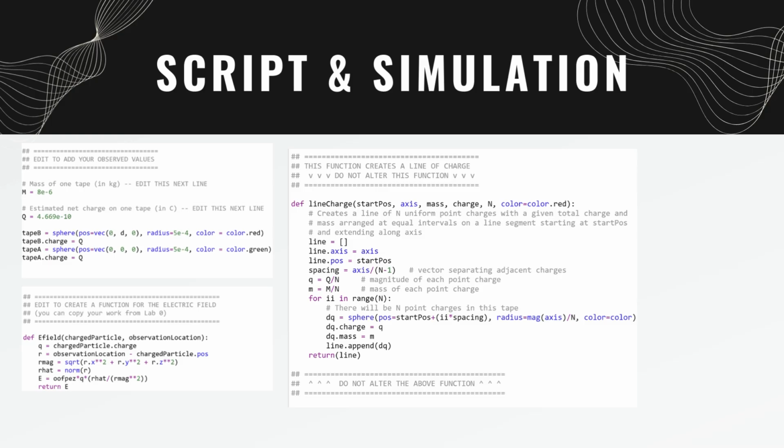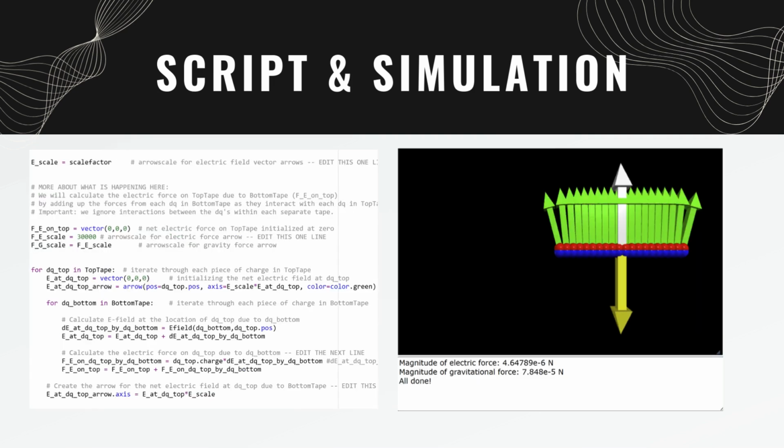For the observed values, I inputted my mass, charge, and tape objects from Lab 1. For the electric field function, I calculated the r vector and then used kq over r squared times r hat for the electric field equation. The given line charge function distributes my point charge across an entire line of charges. Finally, this for loop acts as an integration to solve for the electric field of the distributed charges. And here is the resulting simulation.